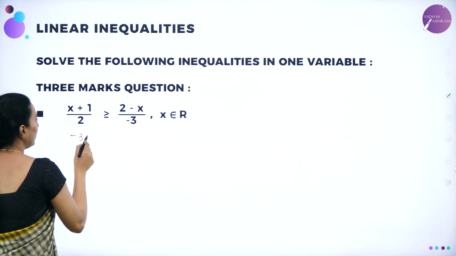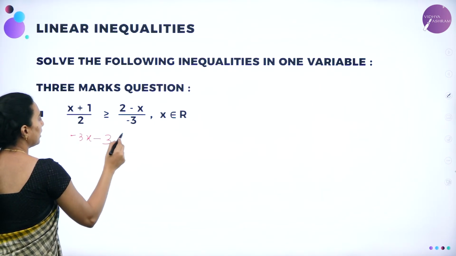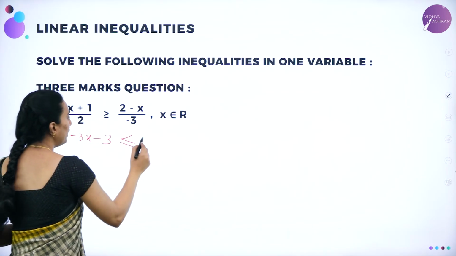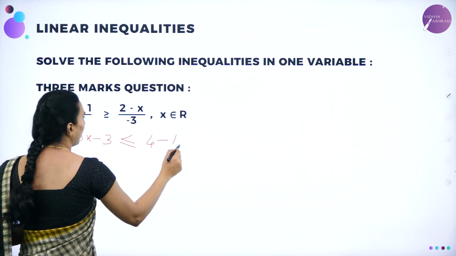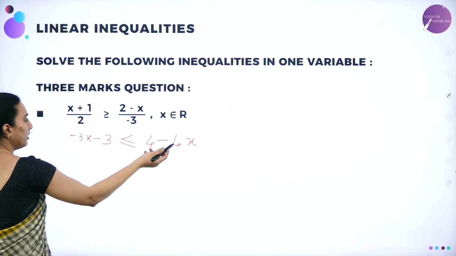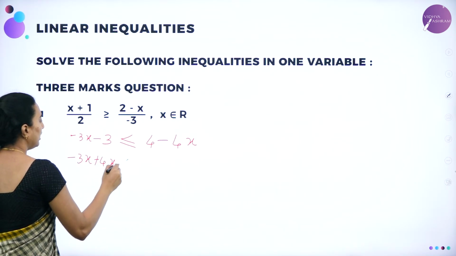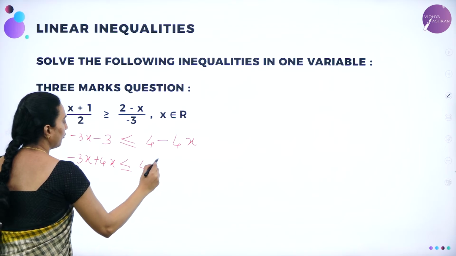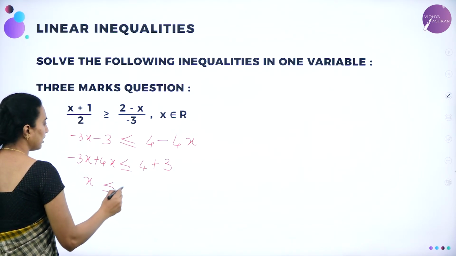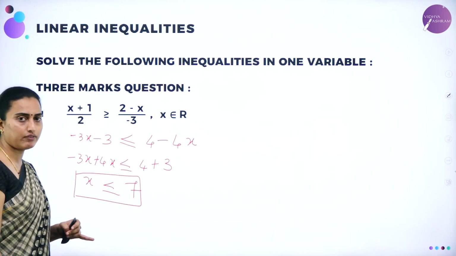So minus 3 into x minus 3 is lesser than or equal to, it will change, greater than or equal to will change to lesser than or equal to, 2 into 2 is 4 minus 4x. I hope you understood this one. Now here I am going to take minus 4x to this side. So minus 3x plus 4x lesser than or equal to minus 3, that side, 4 plus 3. Now here minus 3x plus 4x is x, is lesser than or equal to 4 plus 3, which is nothing but 7. X is lesser than or equal to 7 is the answer.